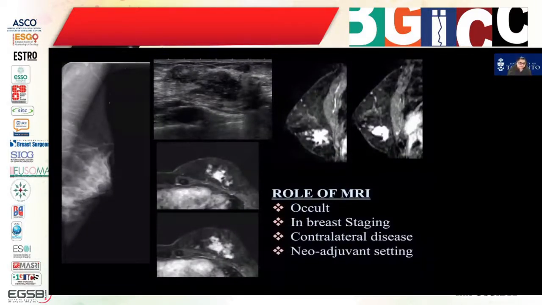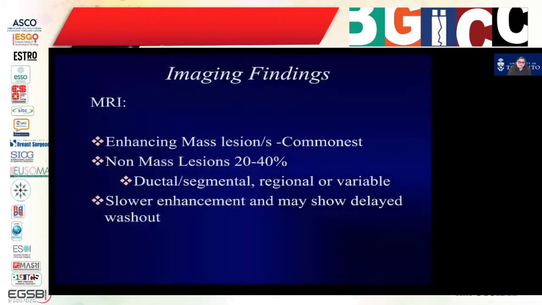Perfect example, case here presents with a palpable finding in the inferior breast, nothing really seen on mammography. Ultrasound shows a suspicious mass, and MRI clearly shows the extent of disease. And so it's very important to assess invasive lobular carcinoma. It's also good for assessment of the contralateral disease, we know that, and obviously in the neoadjuvant setting.